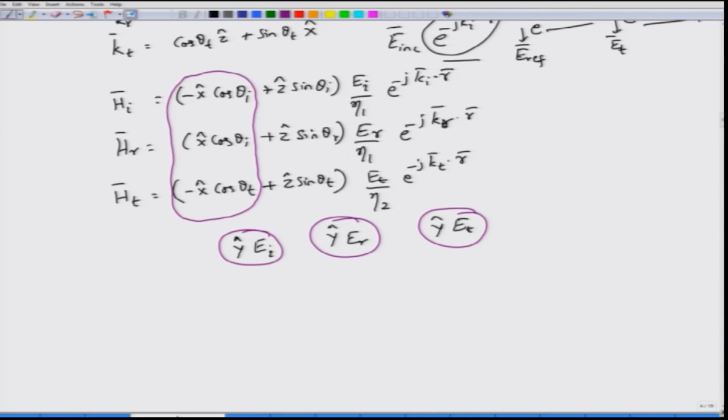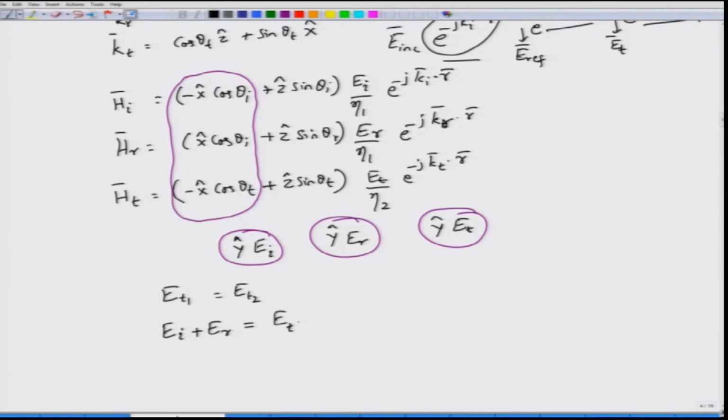Now you remember what we talked about in the boundary condition. We said that tangential E must be continuous. Tangential components in region 1 must be equal to tangential components in region 2. So E_t1 equals E_t2. However, what is the total tangential component in region 1? It is the sum of the incident and reflected electric fields, correct, because both are in the same region. So you actually have to write this as E_i plus E_r is equal to E_t.